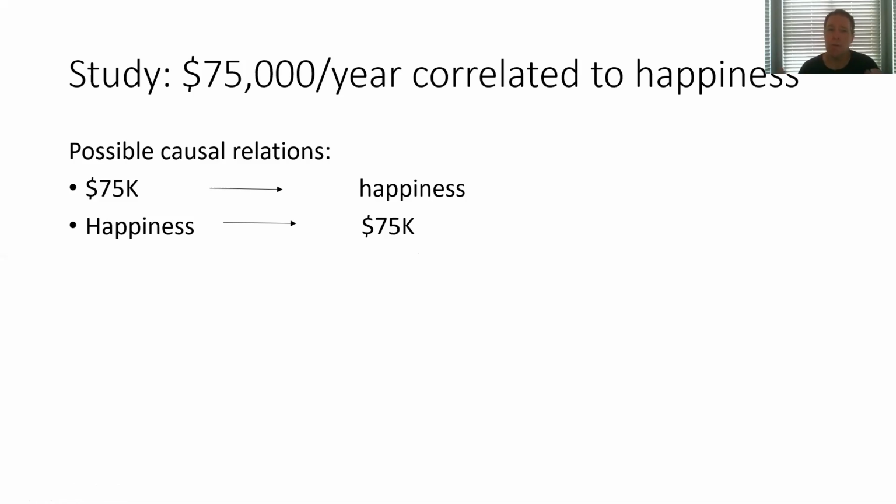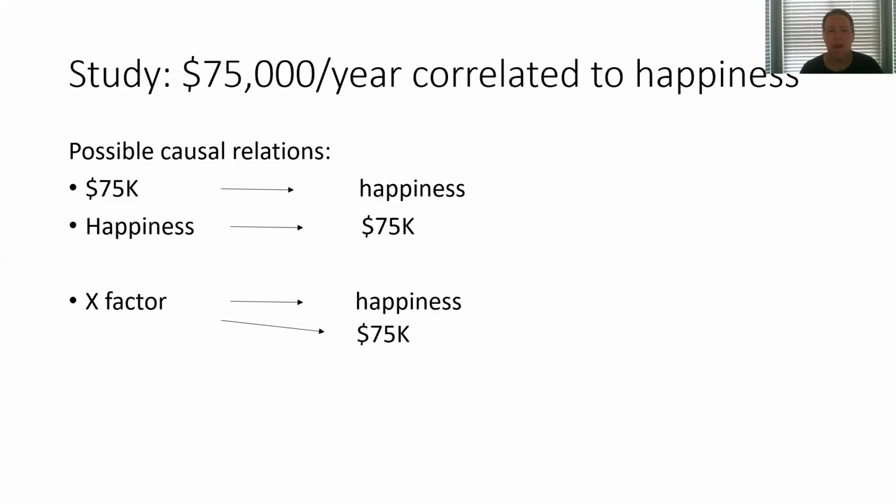So in other words, the money could cause the happiness. Could be the happiness causes the money. Other causal factors could be, maybe there's an X factor. Maybe there's something that causes both happiness and $75,000 a year.